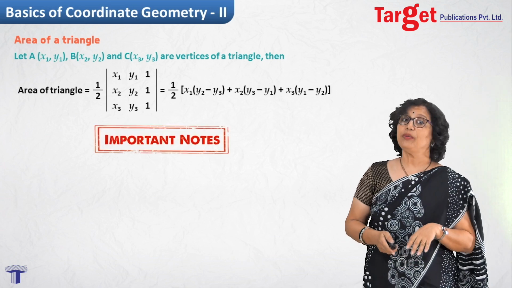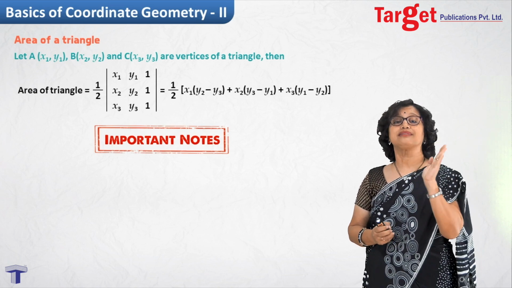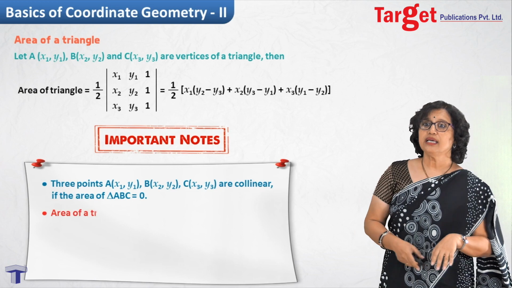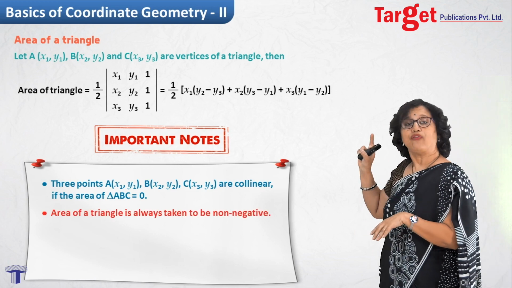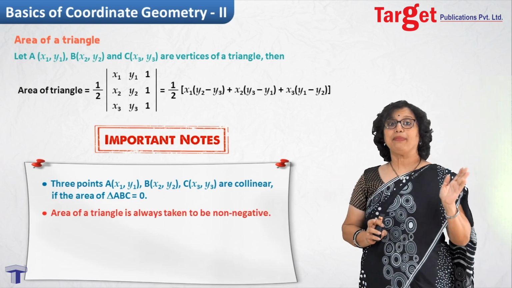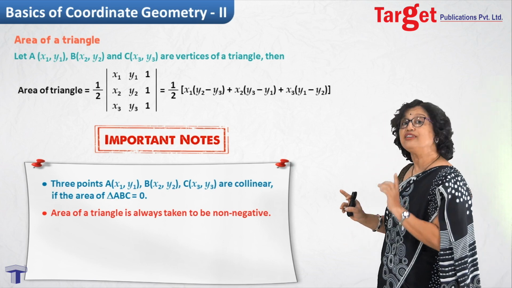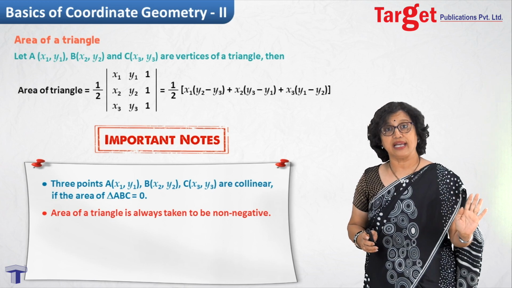Now, certain things are to be told about the area of a triangle where students tend to make mistakes, which I am writing here in important notes. First is that if the area of a triangle turns out to be 0, ABC must be collinear, so don't get perturbed. And the second one is that the area of a triangle is generally expected to be non-negative.